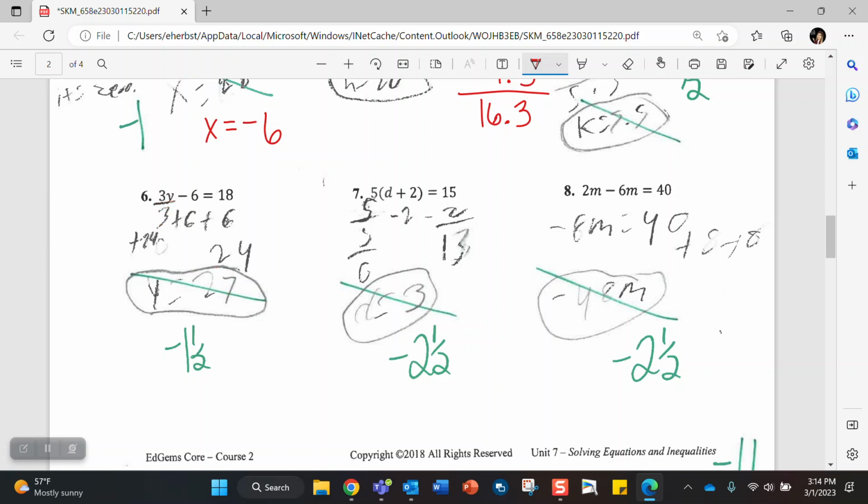So again, adding 6 to both sides. I think these were worth 3 points apiece. Adding 6 to both sides to cancel that out, we end up with 3y equals 24. And then we divide both sides by 3, and we get y equals 8.